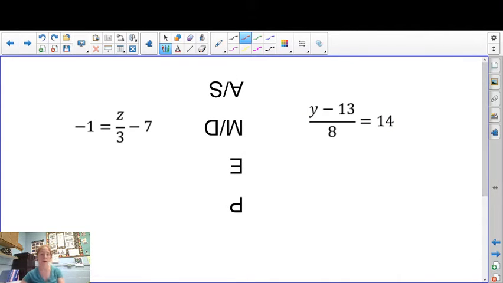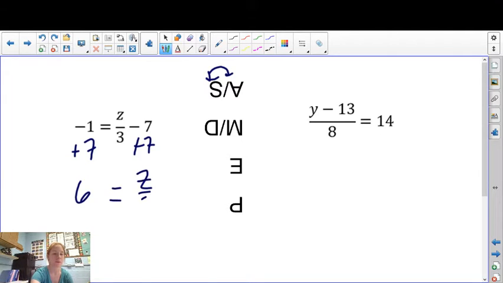All right, we're going to go ahead and start with the one on the left because we like writing in order. So first I'm going to undo my addition or my subtraction. I see z divided by 3 minus 7. So I have that subtraction right here. So in order to undo subtraction, we're going to add. So those guys are buddies. So we're going to add 7 to both sides. Negative 1 plus 7 gives me 6. So I have 6 is equal to z divided by 3.